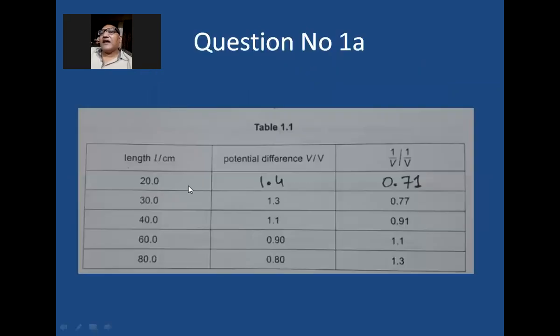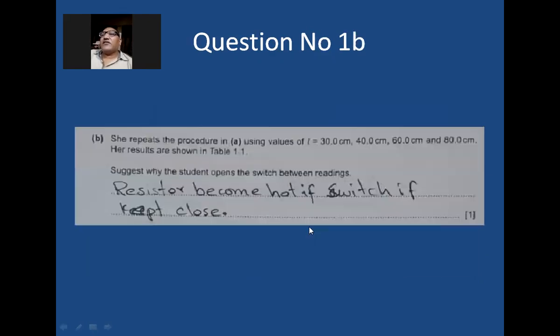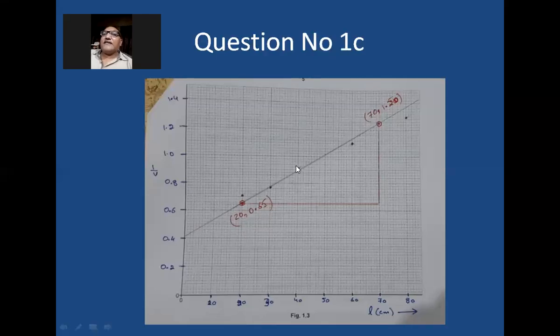And here I have that table. This value is for the x-axis, and this value is for the y-axis. At 20, 0.71; 30, 0.77; 40, 0.91; 60, 1.1; 80, 1.3. So I will plot these points, and you can see that I have plotted these black dots on the graph. Then after that, we have to draw a line of best fit. Here you can see that I have drawn a line of best fit. There are 2 points below the line and 2 points above the line. So this is the line of best fit.